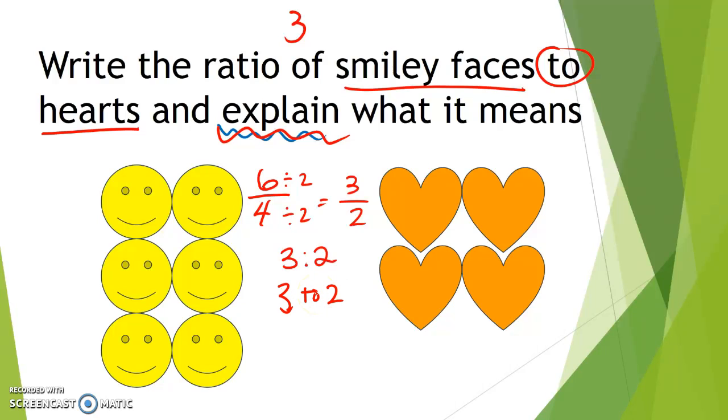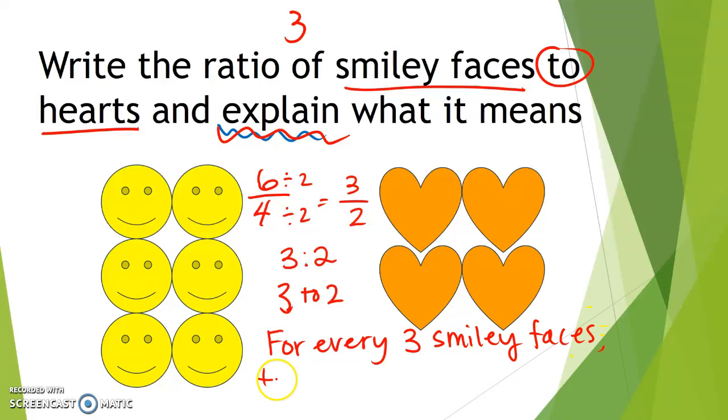And explaining what the ratio means, we take this ratio 3 to 2 and say for every 3, and that 3 stands for smiley faces. For every 3 smiley faces, there are 2, and the 2 stood for hearts. So that's us explaining what the ratio means, putting meaning to those numbers. So let's go ahead and try another one.